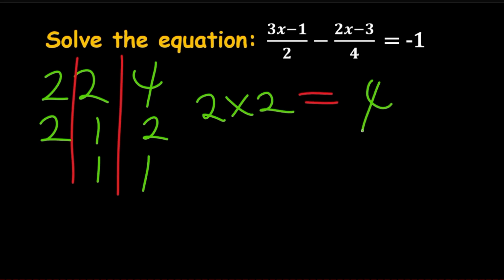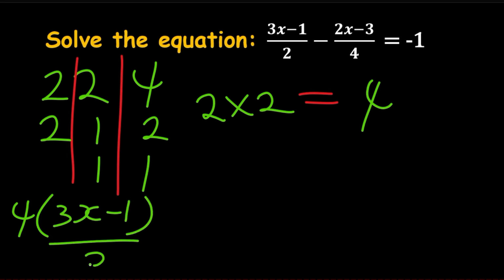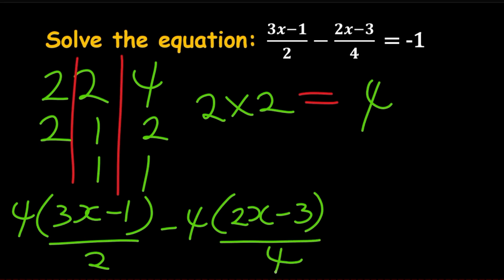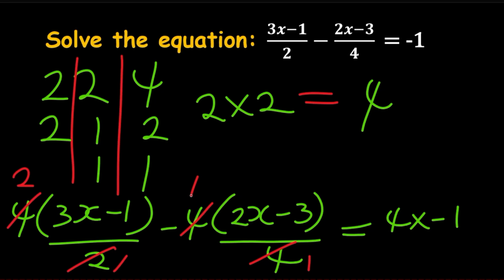Now, let's multiply both sides of the equation by 4 to eliminate the fraction. We have 4 times (3x minus 1) all over 2, minus 4 times (2x minus 3) all over 4, is equal to 4 times minus 1. Simplifying, 4 divided by 2 is 2, 4 divided by 4 is 1, and 4 times minus 1 will give us minus 4.